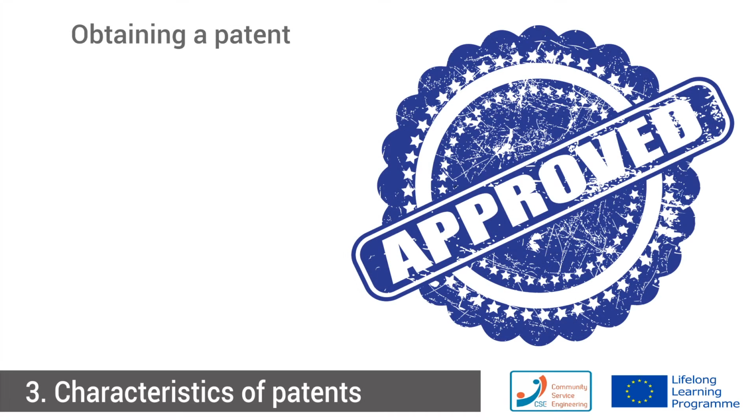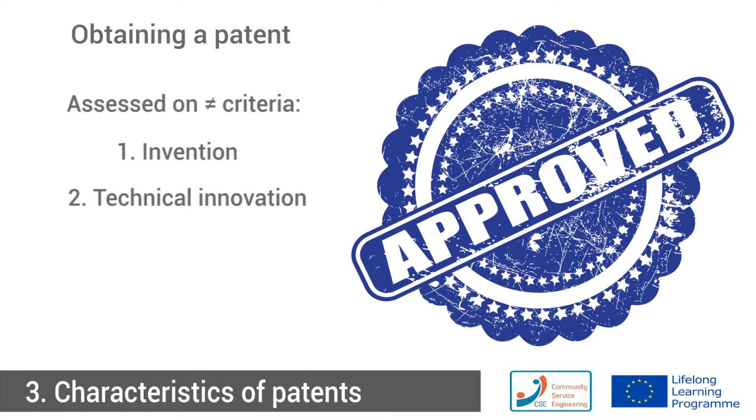How can we get a patent? In order to receive a patent, it will be assessed. And this assessment means that the patent will be tested according to different criteria. First, you need to have an invention. And if you have an invention, this invention needs to be technical and it needs to be new and include an inventive step over the prior art.